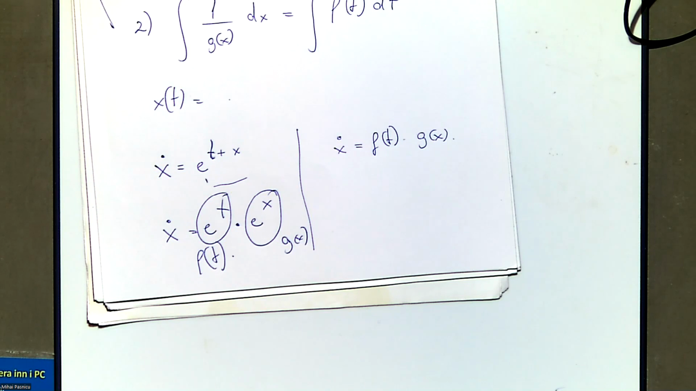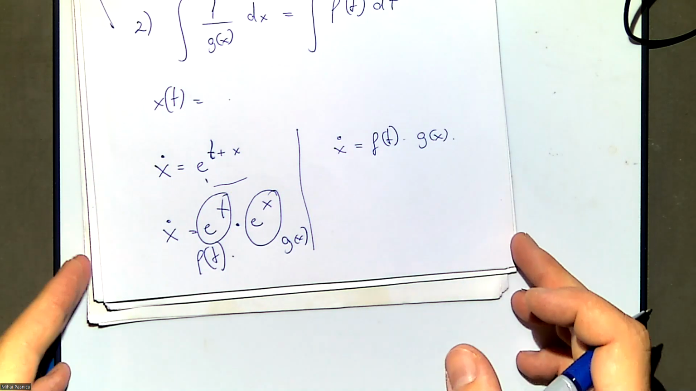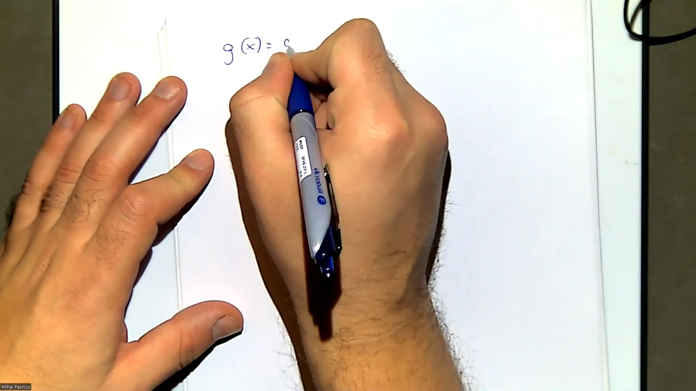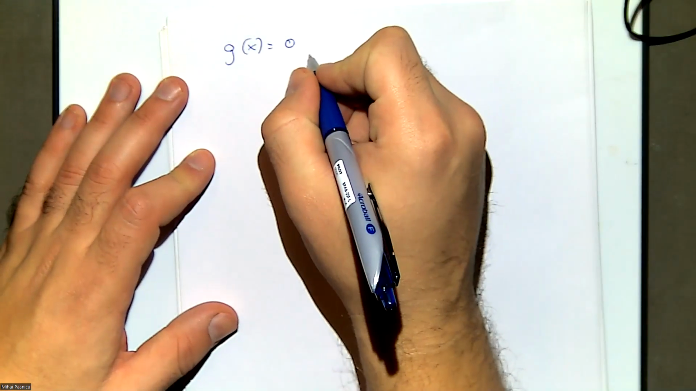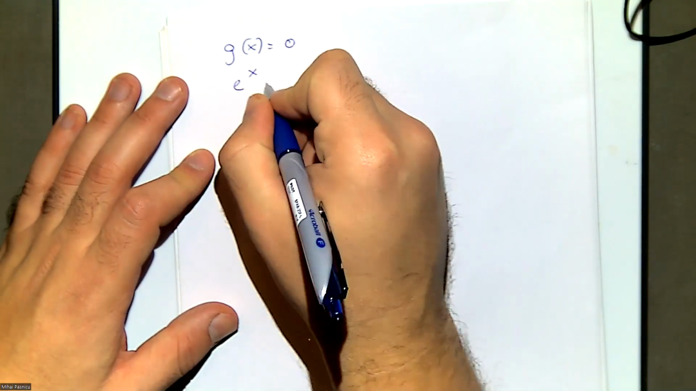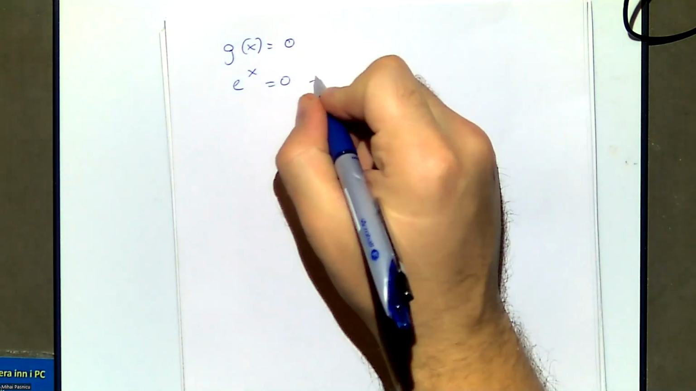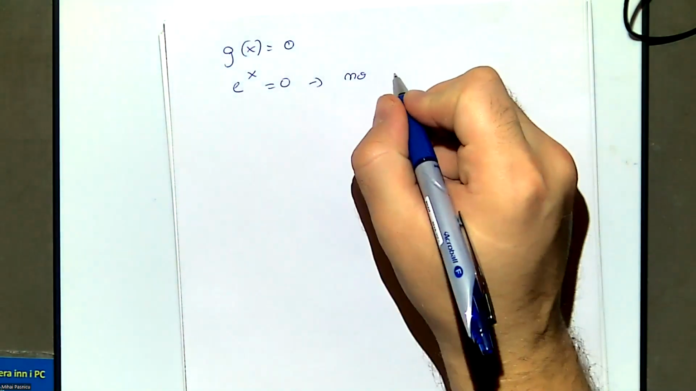All right. Now that we've done that, the next step is, oops, ouch. I'm just gonna look for a constant solution. So basically, I'm just gonna check g of x is equal to 0, which means e to the x is equal to 0. And this is impossible. There's no solution in this case, right? No solution for x.